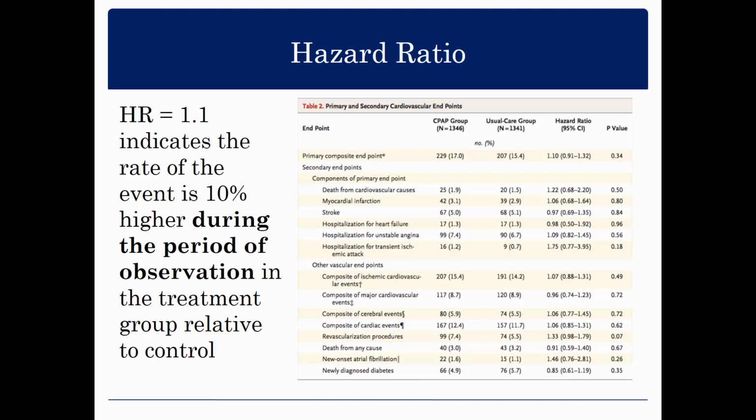If I have a hazard ratio that's greater than 1, I actually have increased risk. If I have it less than 1, I have decreased risk. So here, a hazard ratio of 1.1 means that we estimate that the rate of the event is 10% higher during that period of observation in the treatment group relative to the control. It's not much higher, but 10% might actually be meaningful depending on the clinical application.